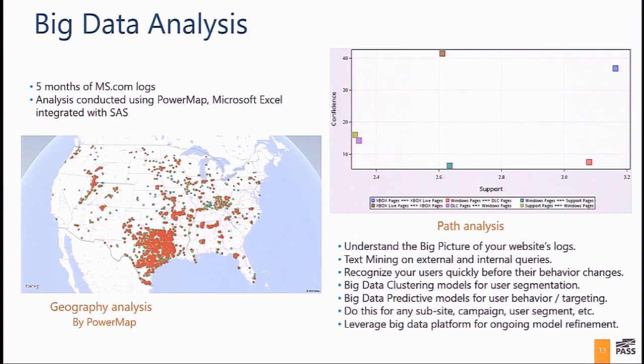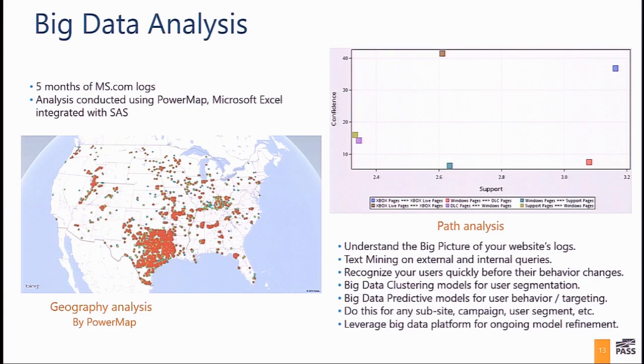And then the chart on the top right-hand side is a result of path analysis. This is where we mine the data to try and understand how customers navigate around our website. So this only shows you the strongest paths. For example, it says customers who ended in the Xbox Live pages came from Xbox pages. Or customers who went to the download site, any of the Windows download site, started from the Windows pages.